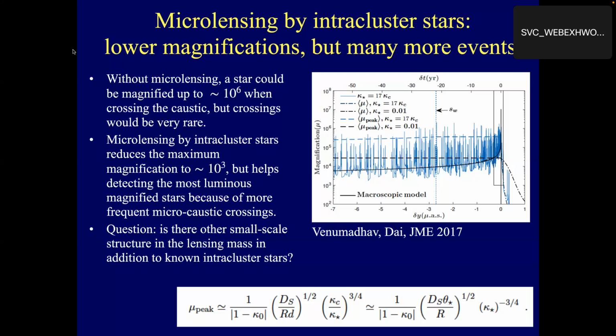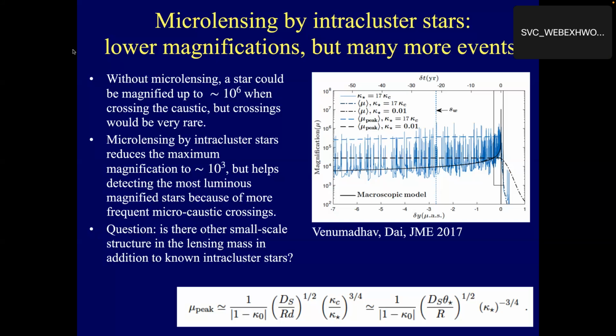Kappa star, the surface density in the intracluster stars, goes as sigma star to the -3/4. You can show that analytically, but the point is you get many, many microcaustic crossings, and so the frequency of these things is much higher. So overall, the presence of these intracluster stars actually helps detect this phenomenon, because even though the maximum magnification is lower, you get many more such crossings. So then there's variability of the light.